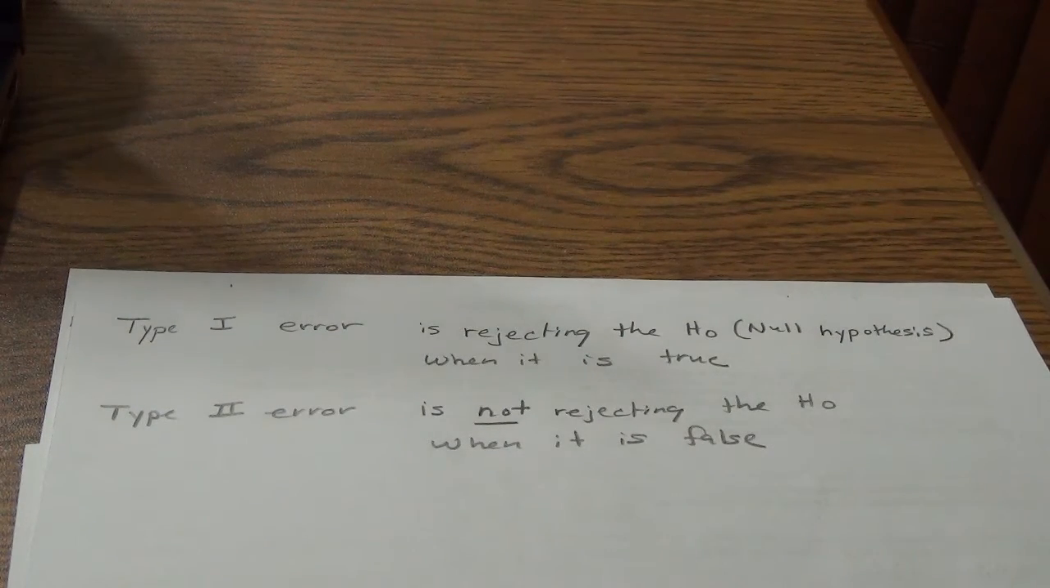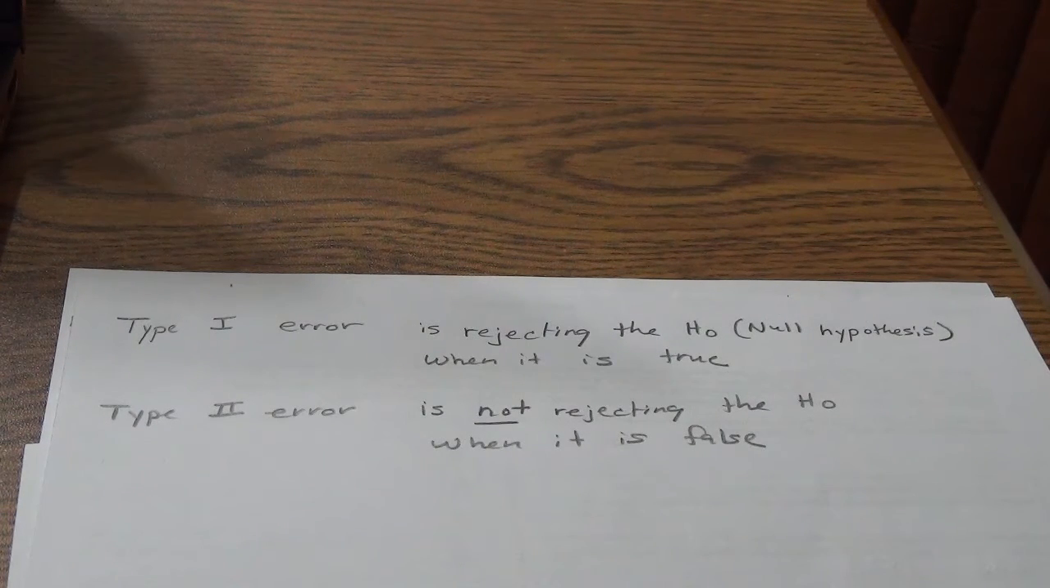Right, looking at type 1 errors and type 2 errors. A type 1 error is rejecting the null when it is true. The null is always the one that says it is equal. So you reject that it is equal when it is actually equal. A type 2 error is not rejecting the null when it is false. So for a type 2 error, you would not reject the one that is equal when it is actually not equal.